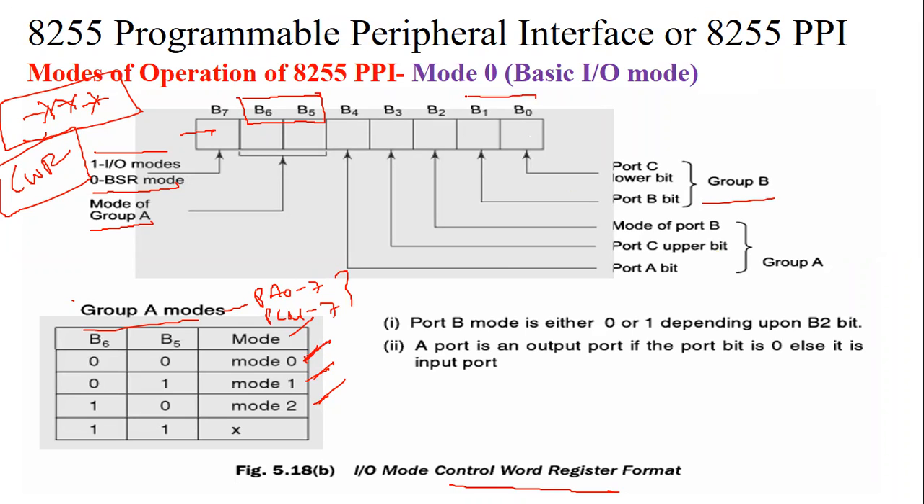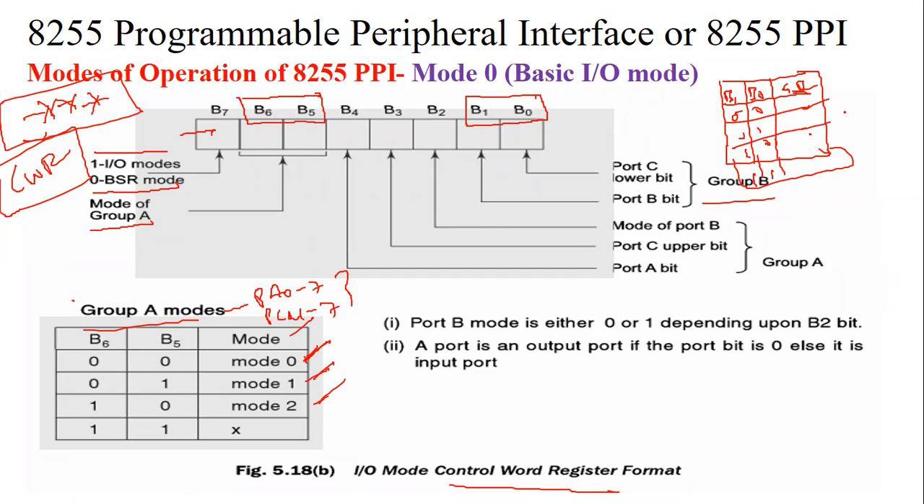So B0 and B1 will indicate the group B. Similarly, you can draw the structure: B1 and B0 for group B, simply 00, 01, 10, 11. So mode 0, mode 1, mode 2 again.